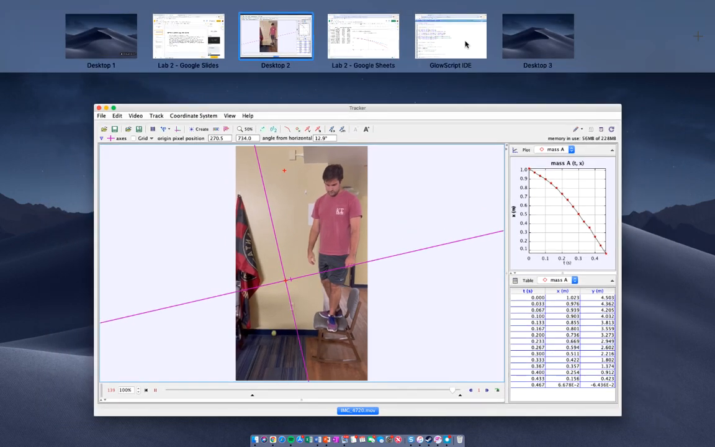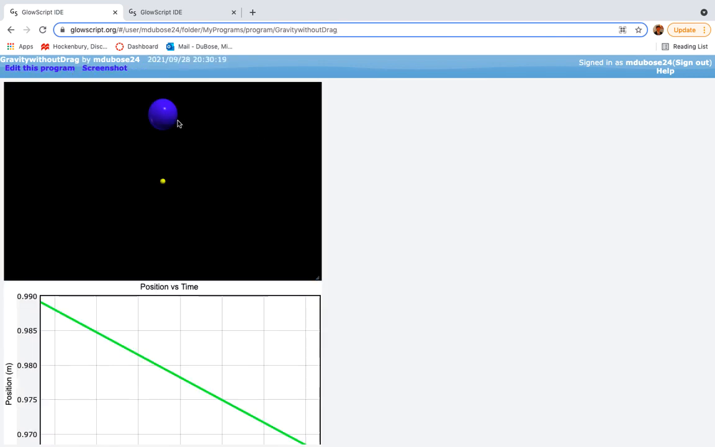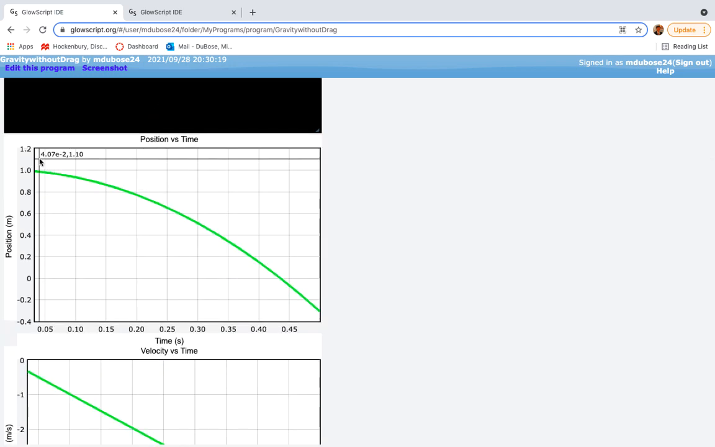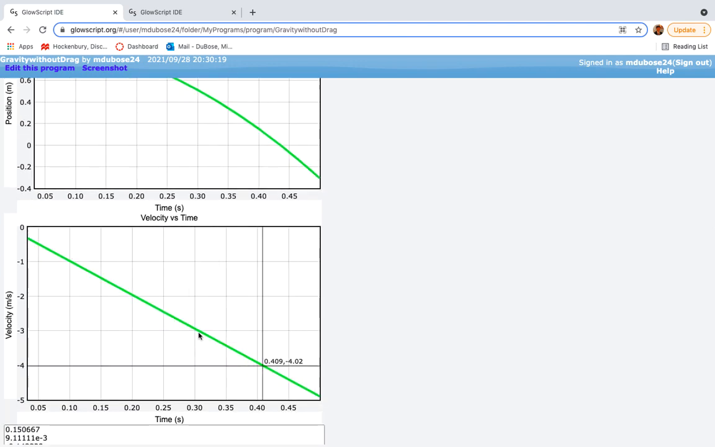Our first model does not include drag and assumes that the only force acting on the ball is in fact gravity. So when you run this program, you can see the ball falling, and the position versus time graph is still curved like the last one, but velocity versus time is a completely constant value, and it was clearly seen in the tracker data that that velocity was not constant.